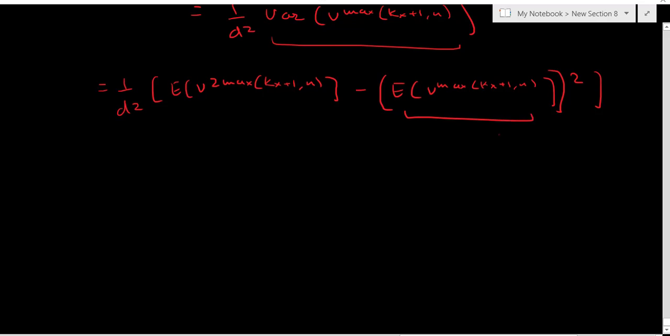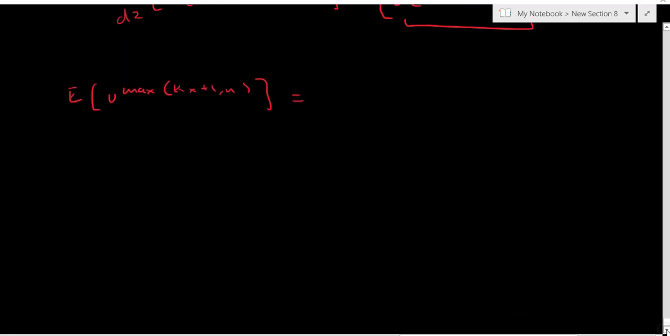So I'm going to start by doing this, and then I'll find a relation between this and this, so I get the whole thing. The expectation of v to the power of maximum of K_x plus 1 comma n is basically equal to, if I write the present value random variable for this, v to the power of maximum of K_x plus 1 comma n. So that is just v to the power of K_x plus 1 when K_x is greater than or equal to n, and when K_x is less than n, it is v to the power of n. That is what it is.